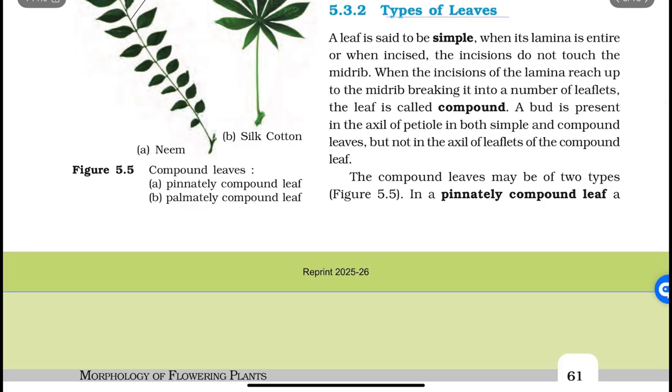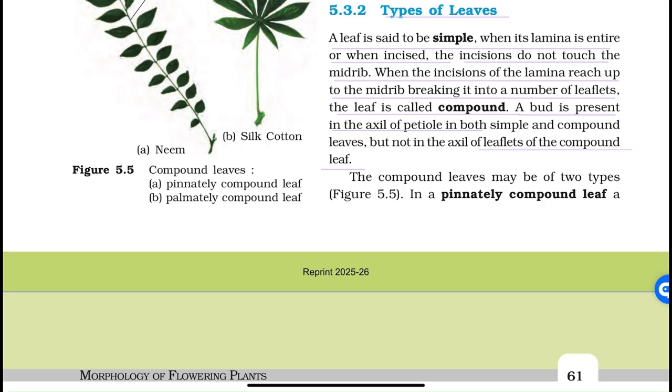Types of leaves. A leaf is said to be simple when its lamina is entire or when incised. The incisions do not touch the midrib. When the incisions of the lamina reach up to the midrib, breaking it into a number of leaflets, the leaf is called compound. A bud is present in the axil of the petiole in both simple and compound leaves, but not in the axil of leaflets of the compound leaf.